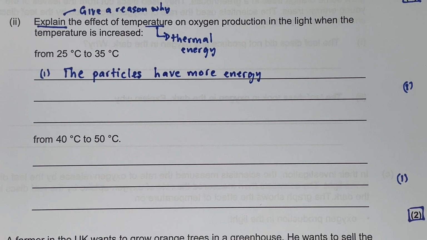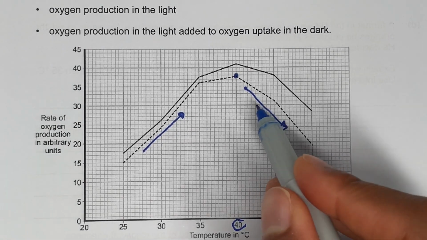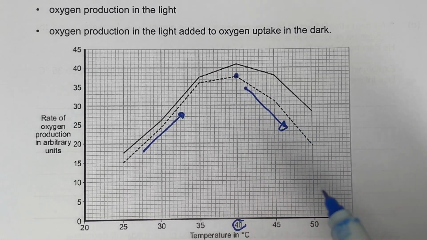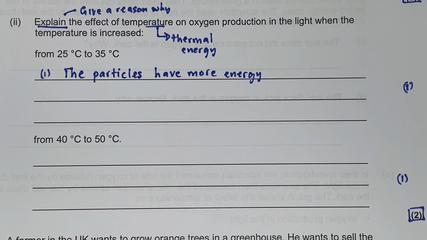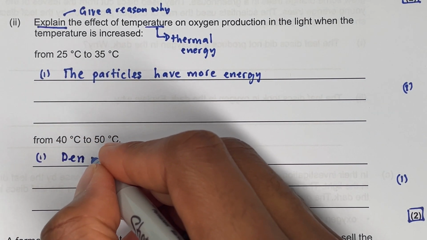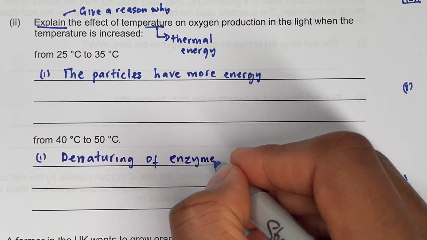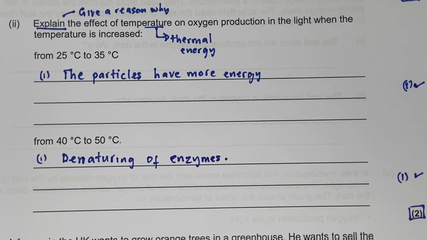From 40 to 50 degrees, we have to look back at the graph. We can see from 40 to 50, the graph is declining. It reaches an optimum and is declining. So I need to give a reason why there is a decline. What do I know about temperature? What do I know about plants? From 40 to 50 degrees, there would be denaturing of enzymes. That gets me this mark. I've gotten this mark, and I've gotten that mark, for 2 marks.